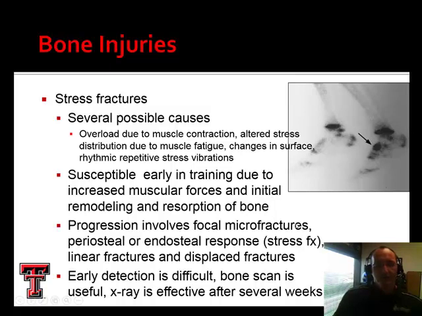Okay, so this progression starts with focal microfractures. They're not going to show up on an X-ray. The periosteum and the endosteum surrounding the bone becomes involved, and then we end up with a response that probably is viewable on an MRI or a bone scan. And in this example, we see this dark mass. It's not really a mass.